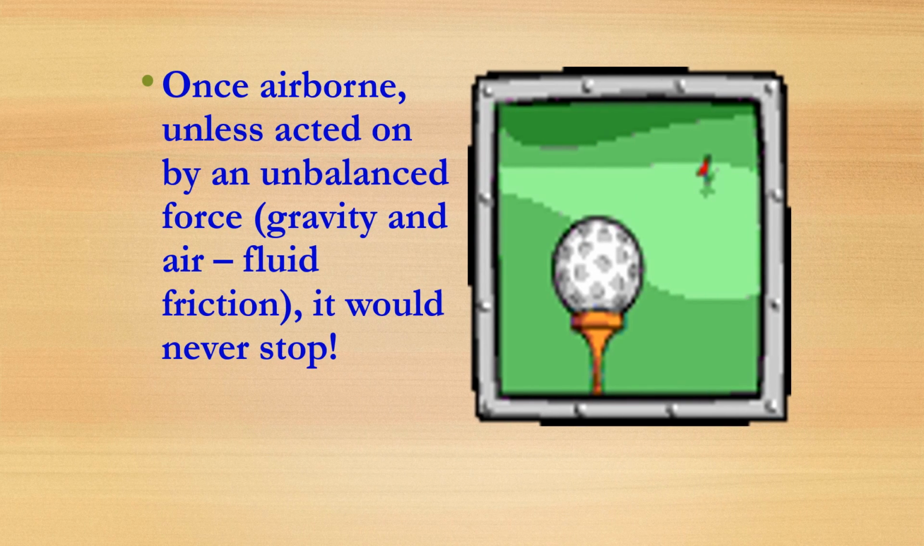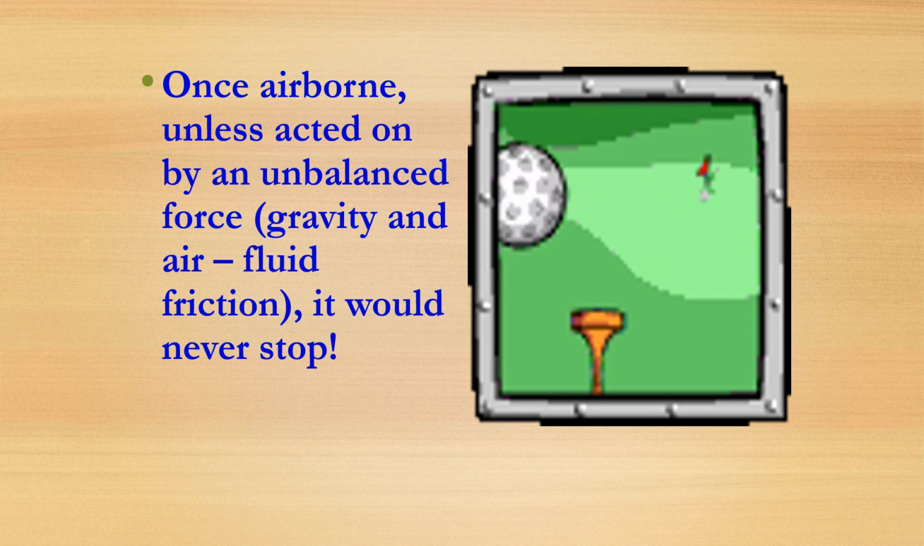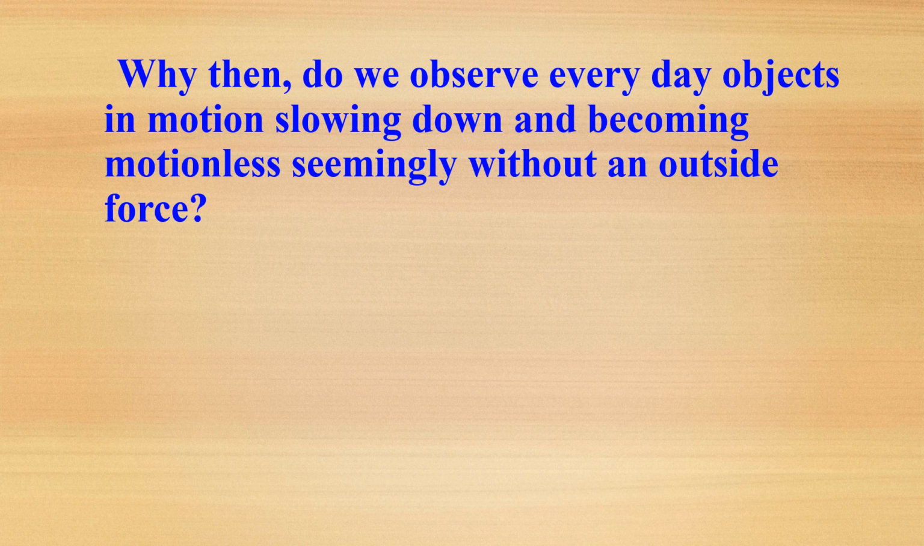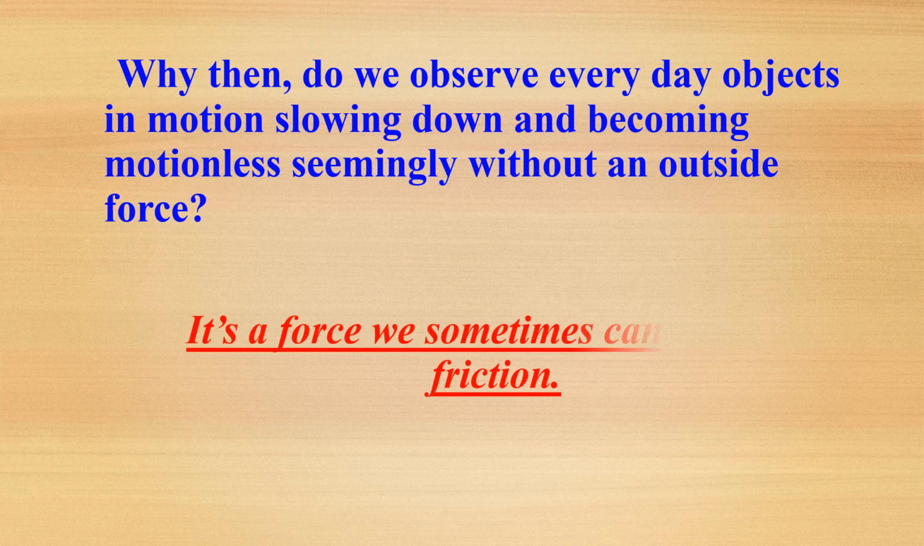But once airborne, unless acted on by an unbalanced force, that is gravity and air resistance, which is also called fluid friction, it would never stop. Why then do we observe everyday objects in motion slowing down and becoming motionless, seemingly without an outside force? It's a force we sometimes cannot see, which is the force of friction.